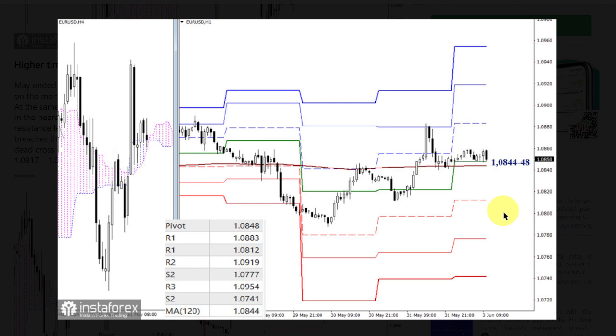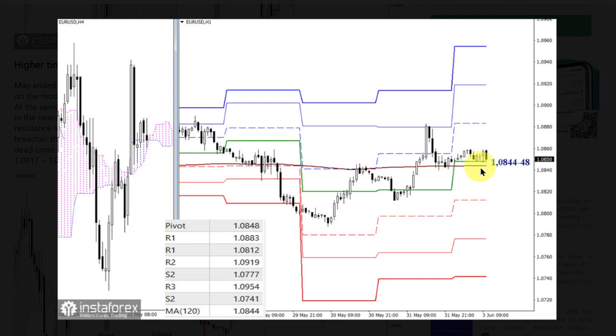Uncertainty prevails on the lower timeframes. The market is almost at a standstill, relying on the key supports of the lower timeframes, which have now converged around 1.0844 central pivot level and 1.0848 weekly long-term trend. It's a brown line on a graphic.